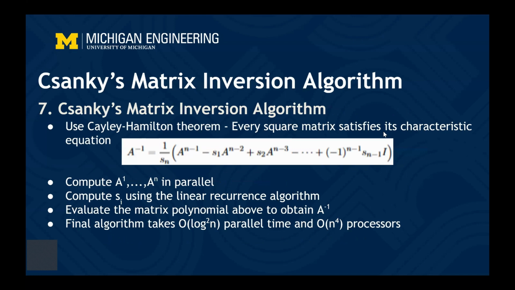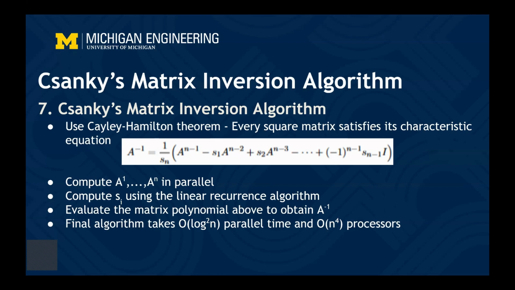So now that we've looked at all the basic setup needed for Csanky's matrix inversion algorithm, let's come to the algorithm itself. We use the Cayley-Hamilton theorem, which states that every square matrix must satisfy its own characteristic equation. So based on that, we get the following equation to calculate A inverse.